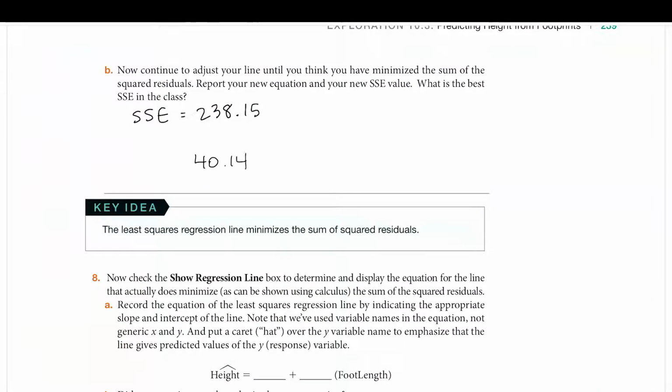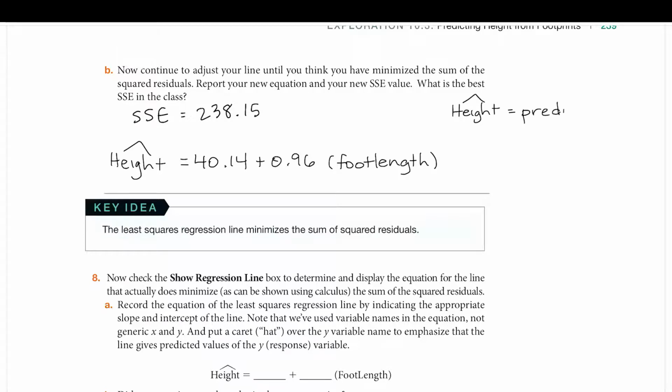And then the new equation that goes with that, 40.14 plus 0.96. I got to write it down before I forget. 40.14 plus 0.96 times foot length, and that is height hat. By the way, I don't think I mentioned before, when we put the hat on, that means predicted, right? So height hat means predicted height, what the line is predicting.